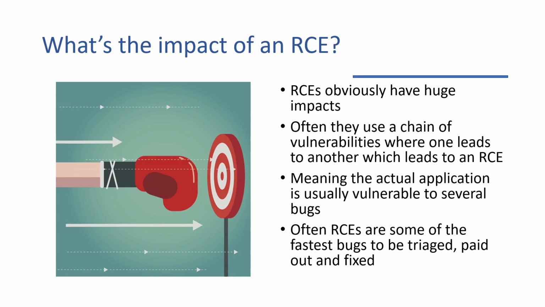RCEs obviously have huge impacts. They often use a chain of vulnerabilities, which is where one vulnerability leads to another, which leads to another, which then leads to the RCE, meaning the actual application is vulnerable to several different bugs. RCEs are some of the fastest bugs to be triaged, paid out, and fixed because they are so dangerous.